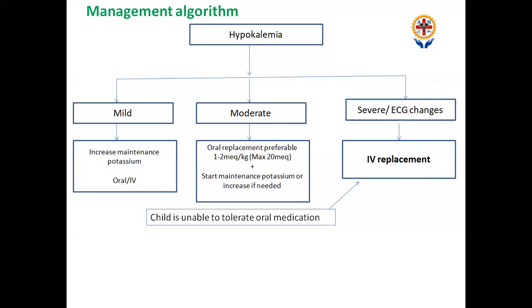Adding 5 ml to 500 ml will give 20 millimoles. Per day maintenance is 2 milliequivalents, so it comes to roughly 2 milliequivalents per kg per day. This is all about calculations. So 20 millimoles in 500 ml is normal maintenance. That will give 2 milliequivalents per kg per day.